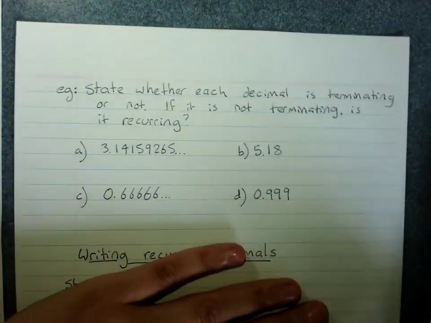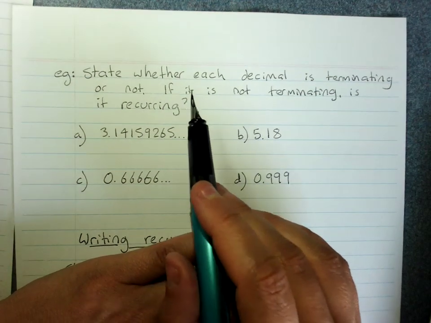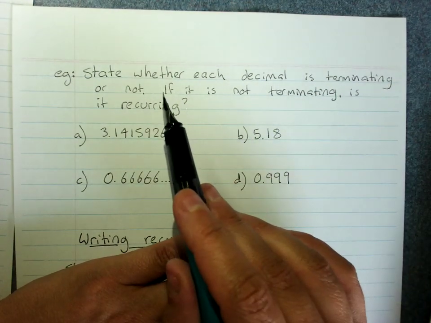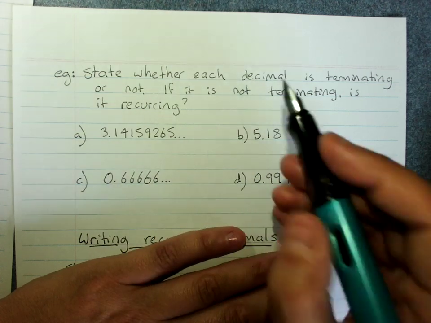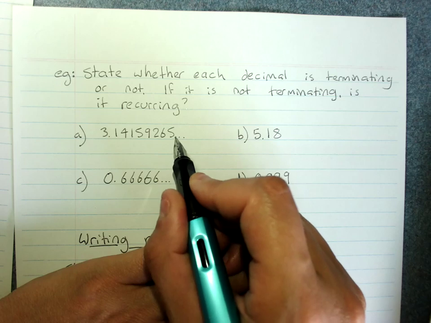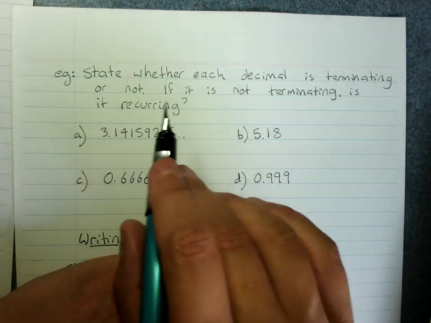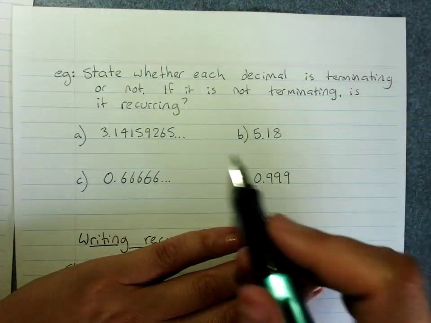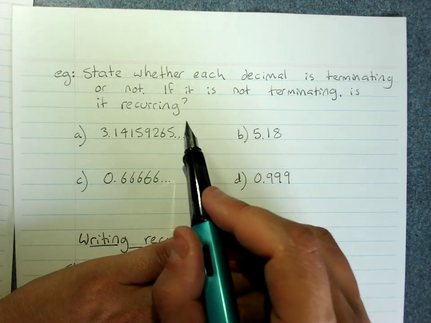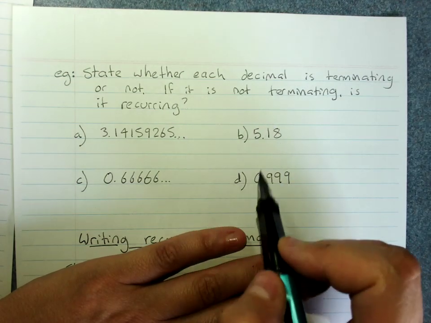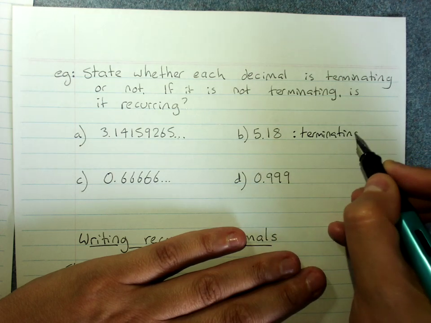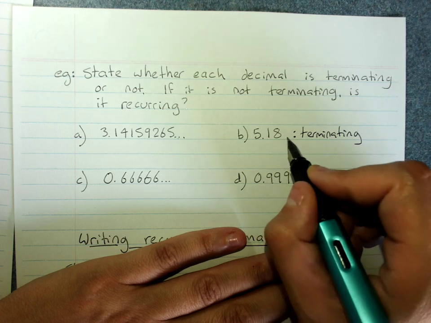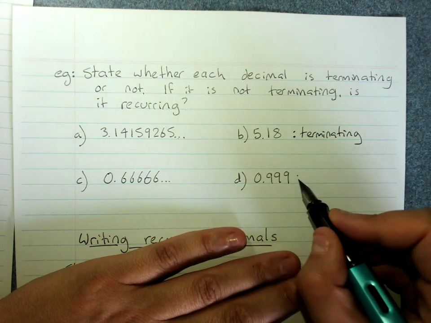So in these questions, state whether each decimal is terminating or not. If it's not terminating, is it recurring? Now, if they give us this question and I don't see these little dots, then it's terminating, because I need to know that it keeps going forever to decide if it's not terminating. So these two are terminating because they stopped and the person didn't write little dots to say, hey, it actually keeps going.